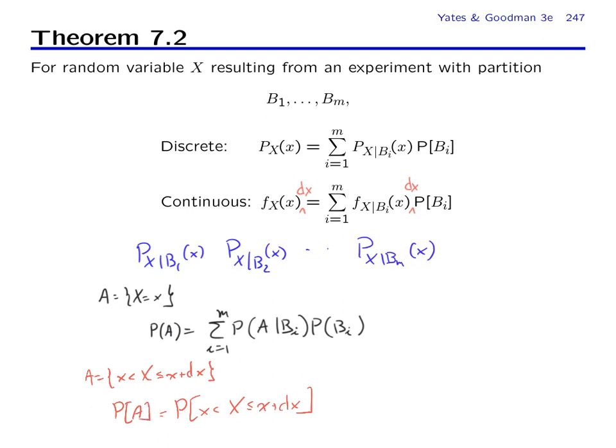And on the right side, we sum over all possible cases 1 through m, and we have the probability that x is in this interval given B_i, times the probability of B_i. Just as in the discrete case, this is just a fancy version of the law of total probability using density functions and conditional density functions.